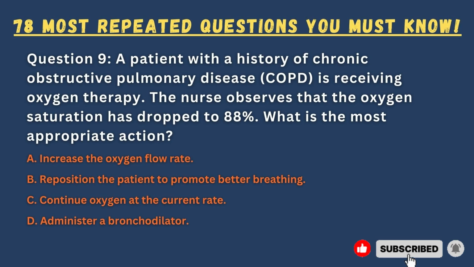Question 9. A patient with a history of chronic obstructive pulmonary disease, COPD, is receiving oxygen therapy. The nurse observes that the oxygen saturation has dropped to 88%. What is the most appropriate action? A. Increase the oxygen flow rate. B. Reposition the patient to promote better breathing. C. Continue oxygen at the current rate. D. Administer a bronchodilator.